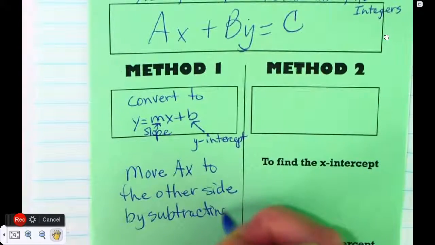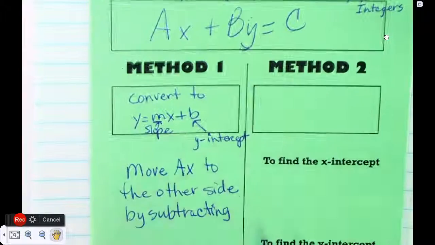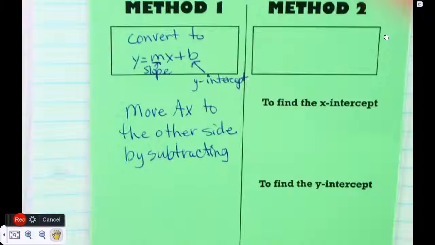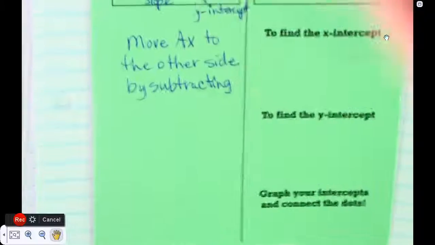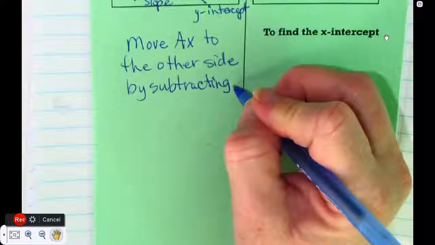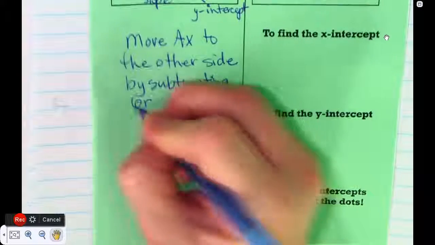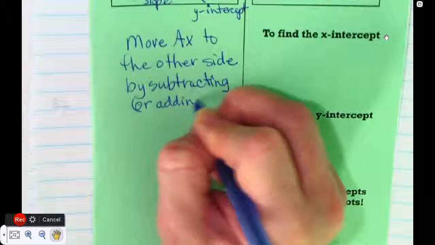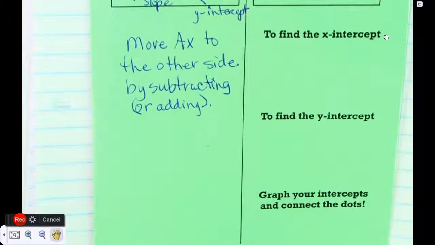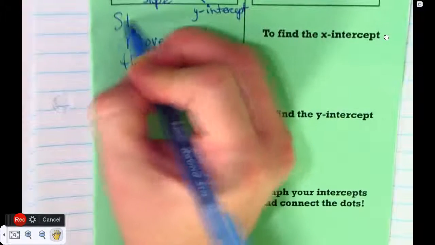Now, the problem is it might not be exactly in standard form. They may not have fixed it. So you're going to move your ax to the other side by subtracting, and I'm going to put "or adding" in parentheses. That's if it's not in true form. They haven't gotten rid of the negative sign. Okay, that's step 1.